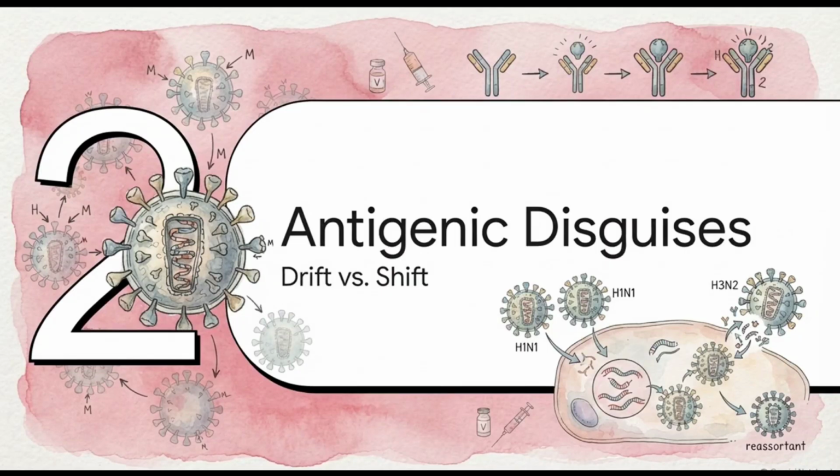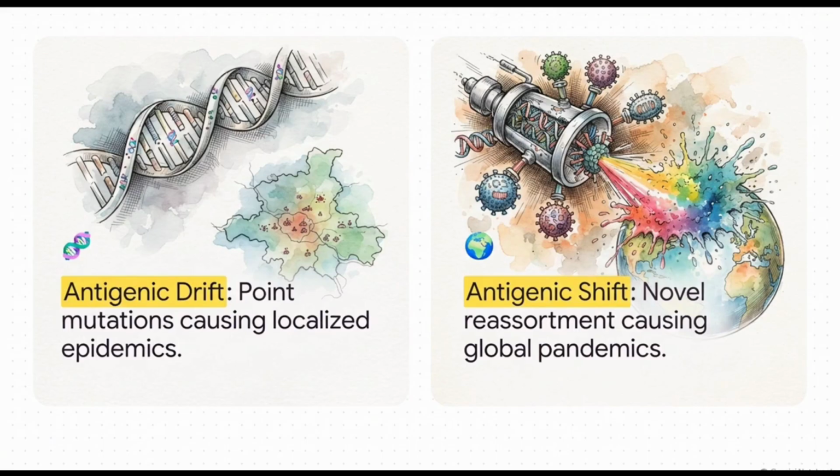Section 2. Antigenic disguises. Let's see how this builds, because this brings us to one of the most frustrating things about this virus for epidemiologists: its ability to completely change its appearance. It evades our immunity through 2 completely distinct disguises. The first is antigenic drift.